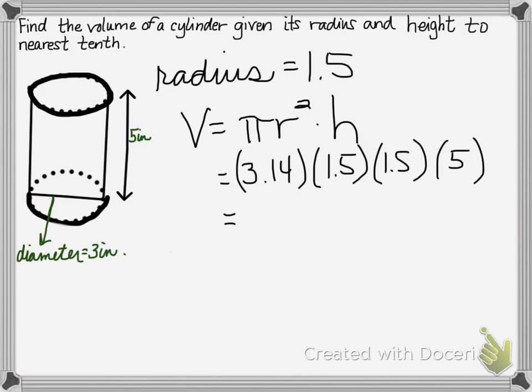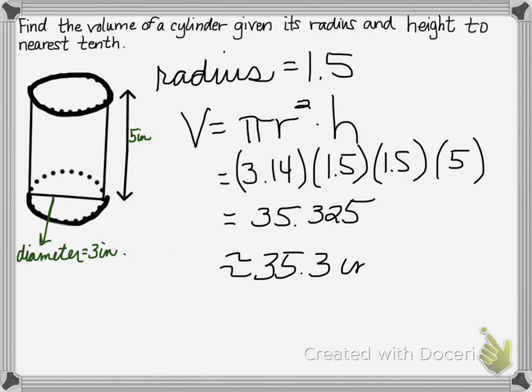So as we start to do our math, we multiply those figures together, and we get 35.325. When we round that as directed to the nearest tenth, 35.3 cubic inches.